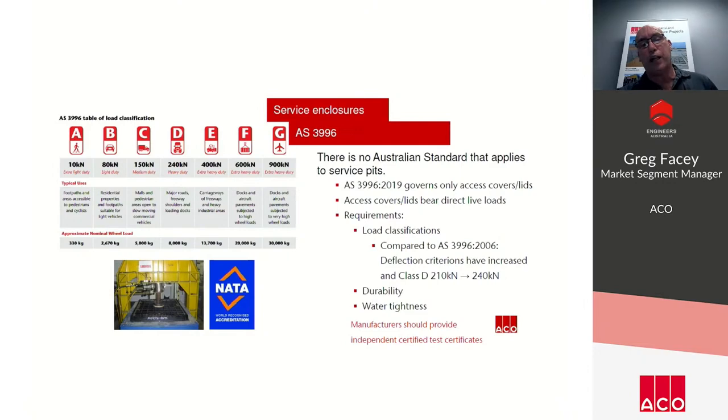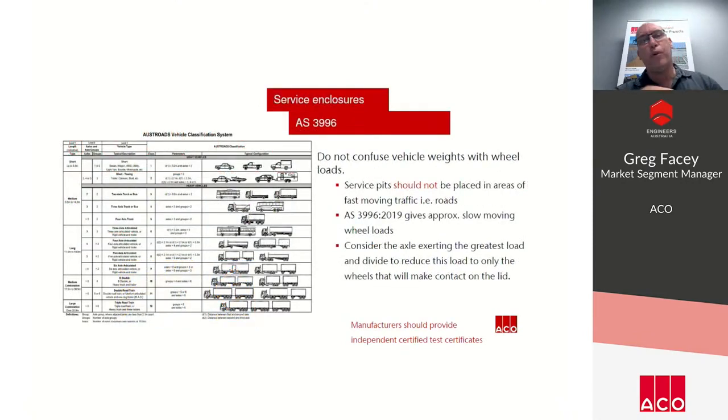And manufacturers should be able to provide independent certified test certificates. However, it's important not to confuse vehicle weights with wheel loads, and often that's something that we see. So service pits should not be placed in areas of fast-moving traffic, i.e. roads. AS 3996 2019 gives an approximate slow-moving wheel load. So consider the axle exerting the greatest load and divide to reduce this load to only the wheels that will make contact with the lid.